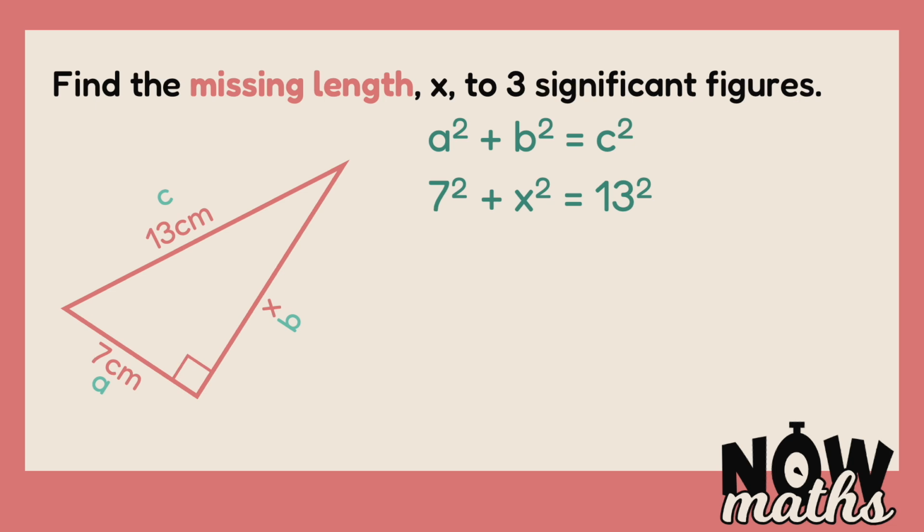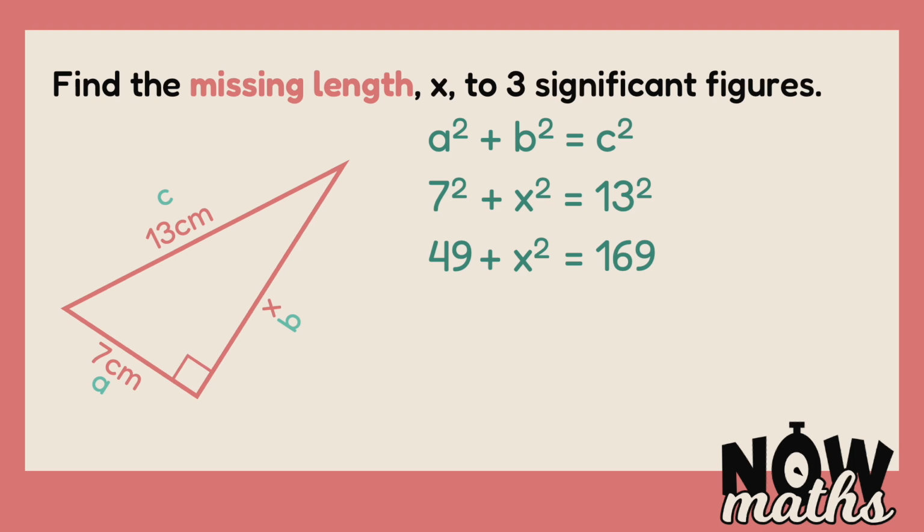So looking at the 7 squared first, 7 multiplied by 7 is 49. X squared can just stay as x squared. And on the right hand side, 13 squared is 13 multiplied by 13, which is 169. Now we have an equation and we need to get the x on the left hand side on its own.